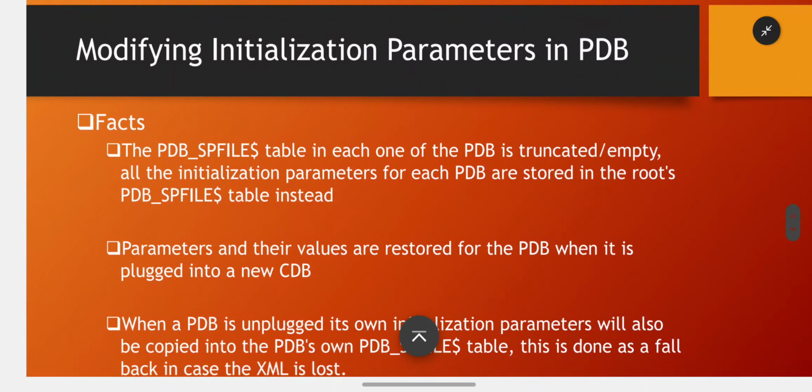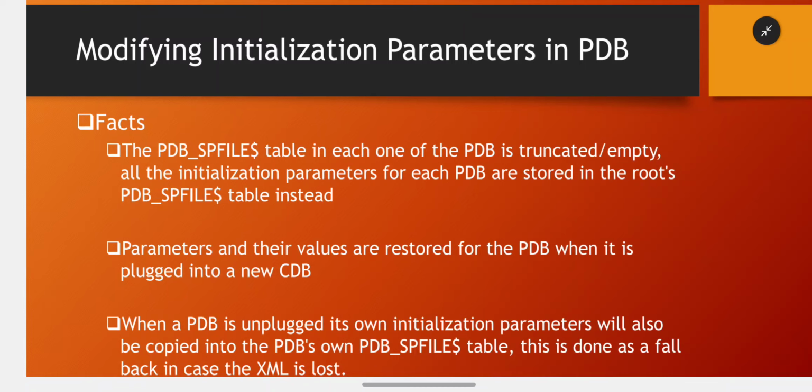The PDB_SPFILE$ table in each one of the PDBs is truncated or empty. All the initialization parameters for each PDB are stored in the root's PDB_SPFILE$ table instead. Parameters and their values are restored for the PDB when it is plugged into a new CDB.